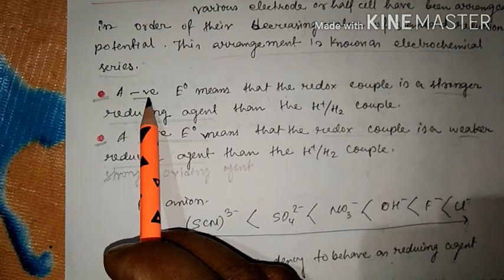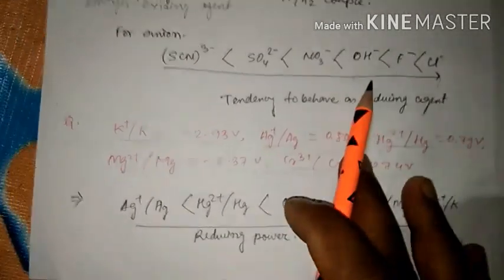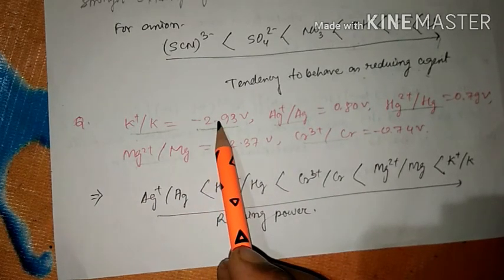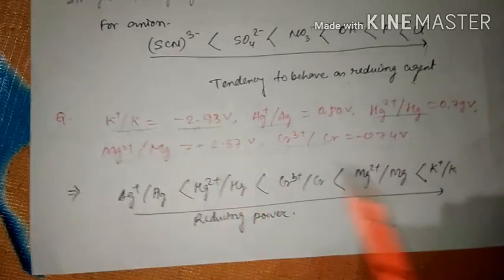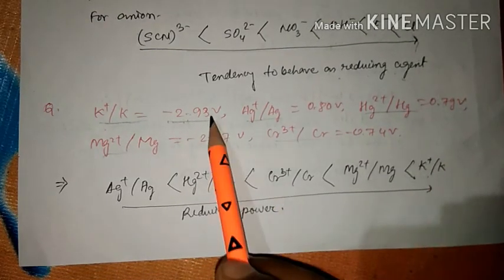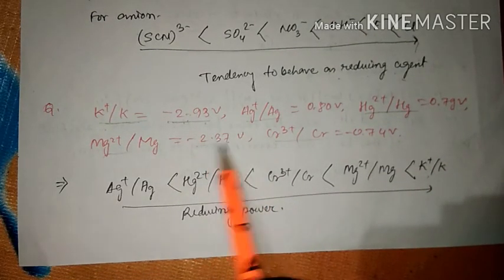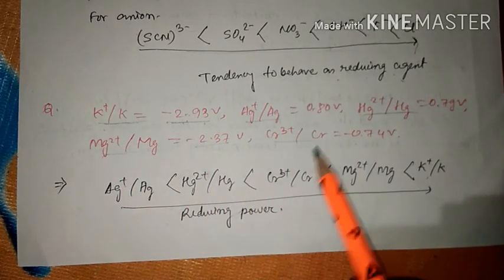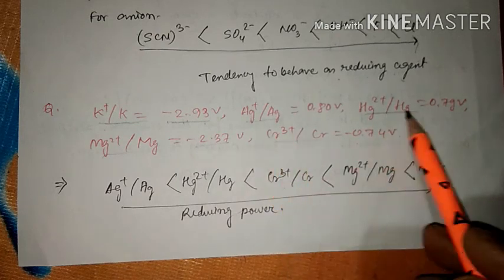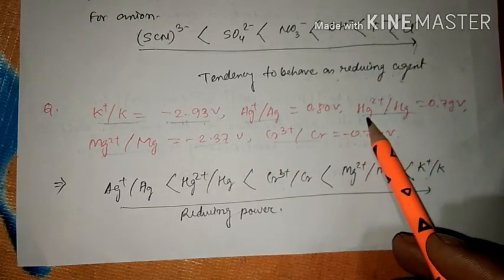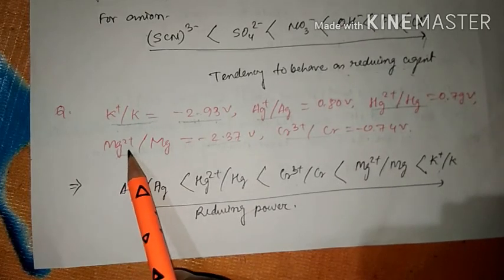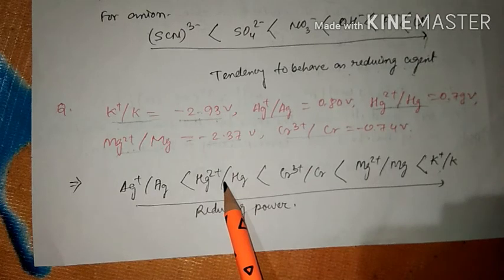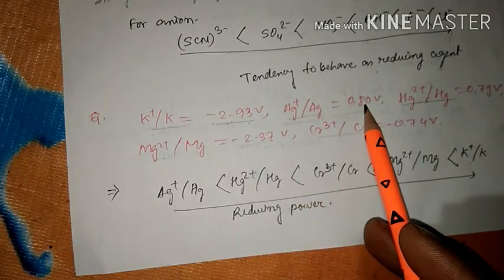Now if we arrange by increasing order of reducing power, then what do you know, a negative value means a stronger reducing agent. See, this one is the largest negative value, that's why it is the strongest reducing agent. See here. Then this one, 2.37, magnesium. Then 0.74, which one is chromium. Then mercury. Then this one at last has a positive value here.